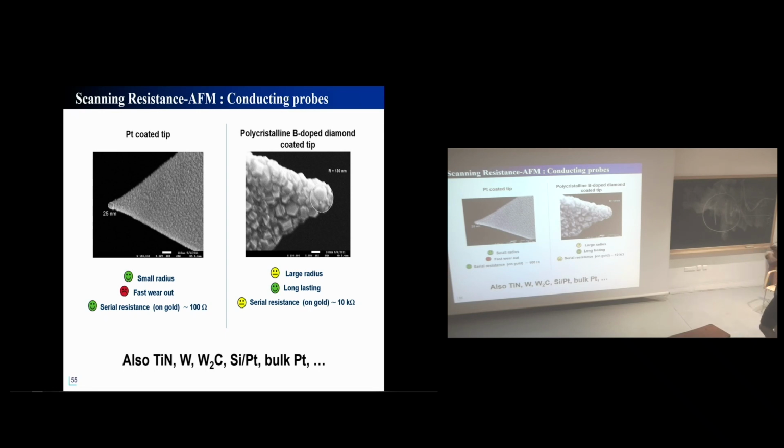On the other side, there is the polycrystalline boron-doped diamond-coated tip. Okay, quite ugly, with a large radius, but these are so strong. So, if you can use this, I advise you to use this one. And the series resistance is a little bit higher, about 5 to 10 kilo ohms. And there are many other probes, but most of the time you switch from this one to this one or the contrary.